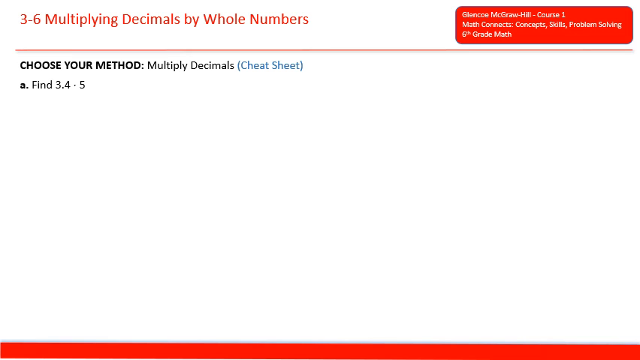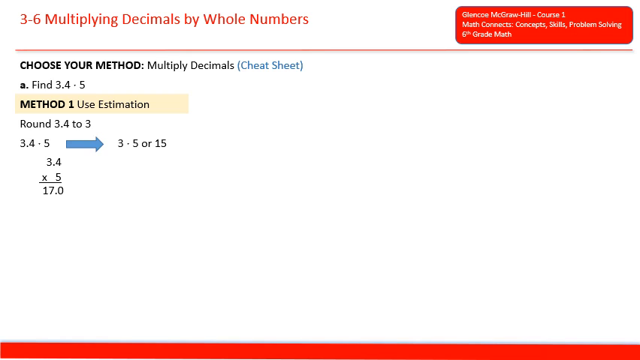Choose your method. Find 3.4 times 5. So using estimation, we'll change 3.4 to 3. So 3.4 times 5 becomes 3 times 5, or 15. And if we actually multiply it out, we get 17, so because 15 has 2 places in the whole number, the ones and the tens, 17 will as well, so we'll place the decimal point after the 7.